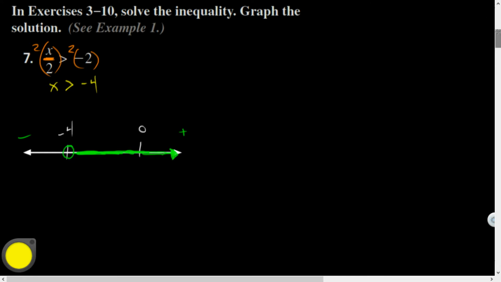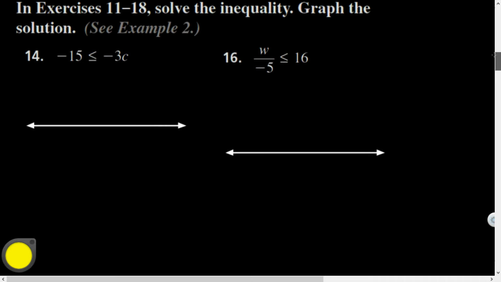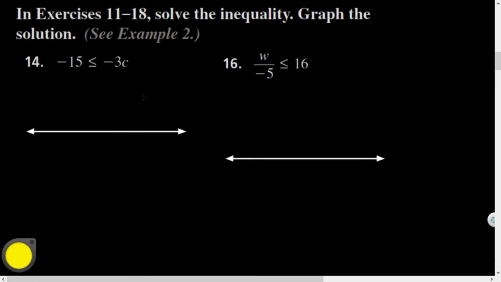All right, let's keep cruising. Make sure you're writing down corrections if you can. It says solve and graph once again. All right, what do I want to get by itself? Not all of them. I've jumped to 14 and then 16. I just try to select ones that I think are interesting, or some of the more challenging ones.